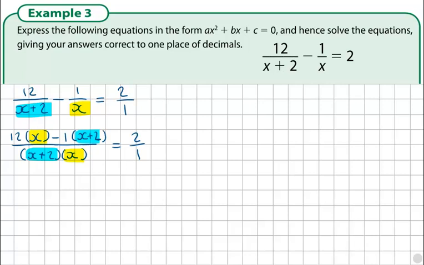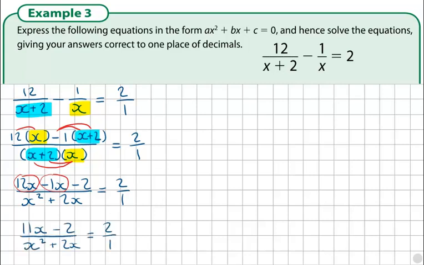So then we multiply out the brackets. 12 by x is 12x. Minus 1 by x is minus 1x. And minus 1 by 2 is minus 2. And that's all over, we're going to multiply again. x by x, x squared. 2 by x, 2x, equal to 2 over 1. Then we're going to simplify the top of the fraction. So 12x minus 1x is 11x, and everything else remains the same. So I've simplified as much as I can.